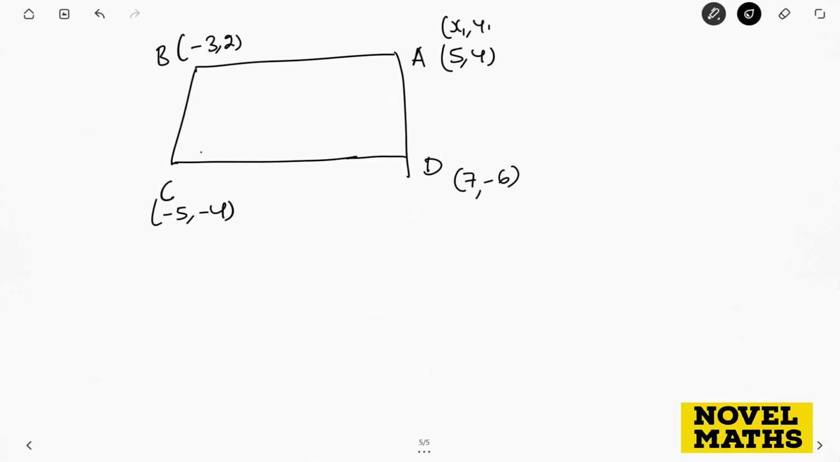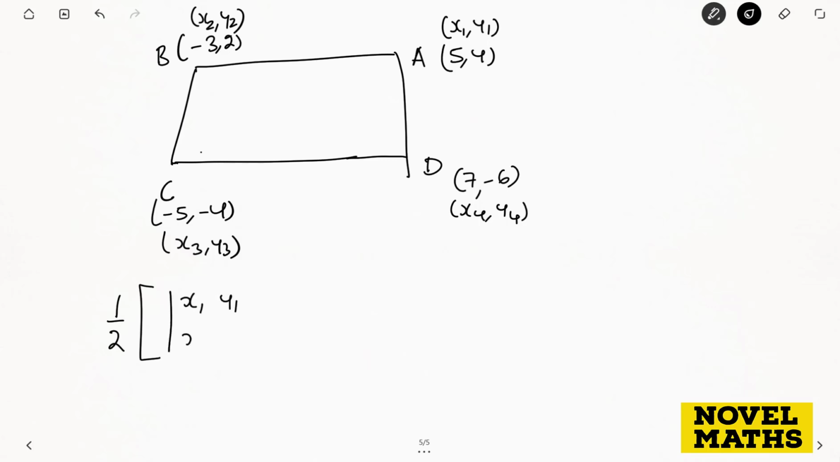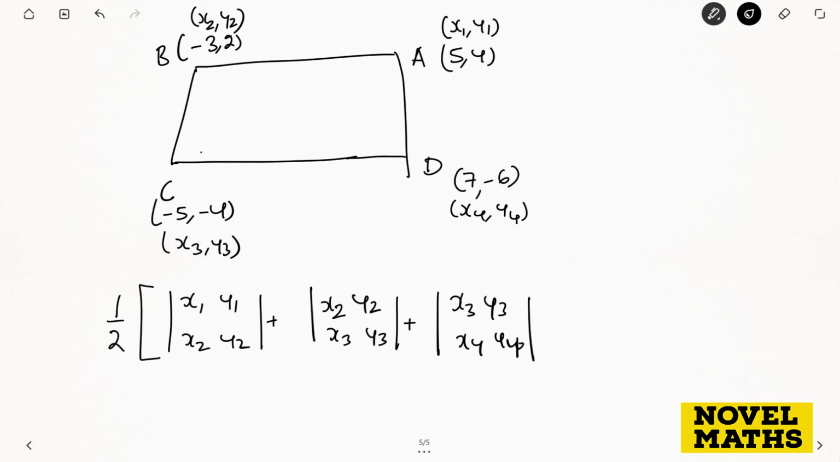Consider this as x1, y1, this as x2, y2, this as x3, y3, this is x4, y4. And the formula is what? Absolute value of 1/2 of x1, y1, x2, y2 plus x2, y2, x3, y3 plus x3, y3, x4, y4 plus x4, y4, x1, y1. All right, let me put in the numbers and you can do the calculation.